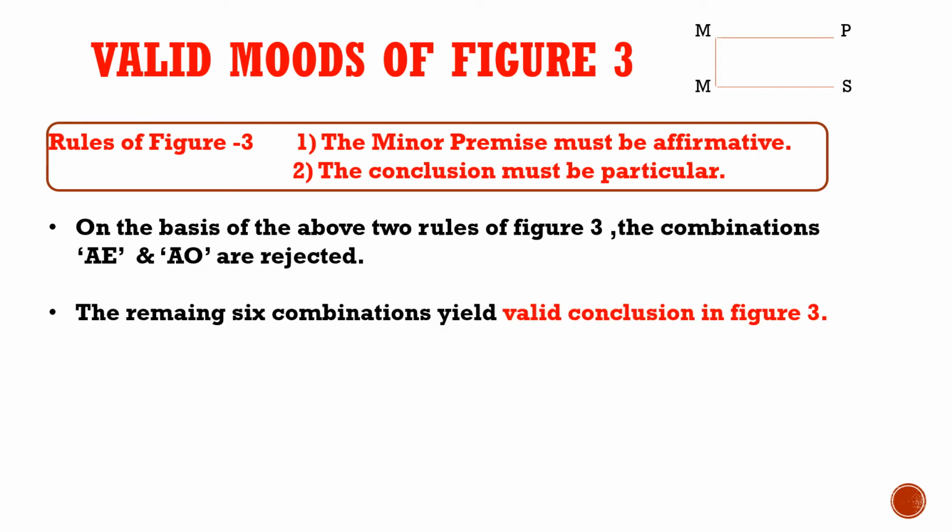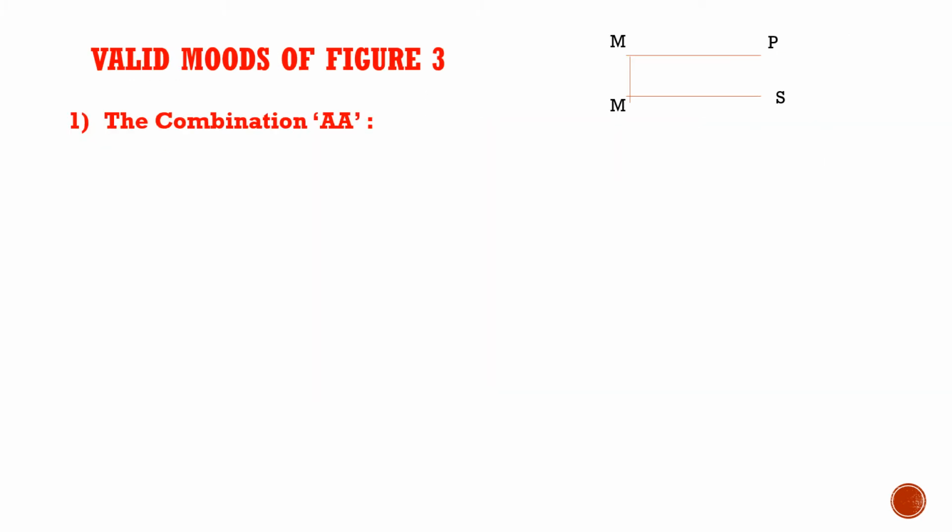The remaining 6 combinations yield valid conclusions in figure 3. What are they? These are AA, AI, EA, EI, IA, and OA. Now let us see the valid moods of figure 3. Let us see the first combination, AA.